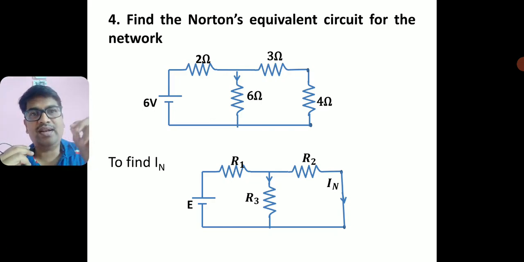So I need to calculate IN and RN. It is enough if you calculate IN, the Norton's current, and RN, the Norton's resistance, because then you can build a Norton's equivalent network with those values of IN and RN. Let's take the circuit, short circuit it across the load terminal, and find the load current which is flowing through the short circuited terminal. I am calling it IN.